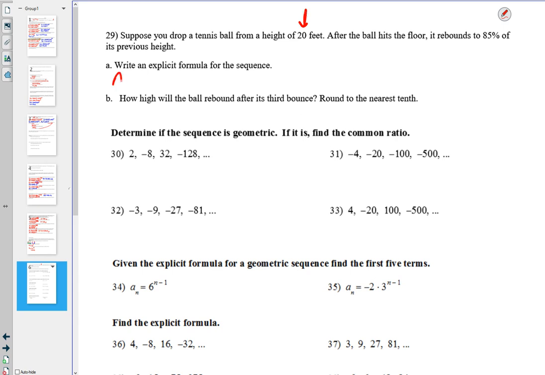So assuming that you're going to use this 20 as the original, the 0.85 would have to be the common ratio. But then if you're going to use the 20, you would just put n as the exponent. If you're going to use n minus 1, then you'd have to put your original amount as however high it would be after the first bounce. What's 20 times 0.85? I believe it's 17. You'd have to use 17 as your first amount.